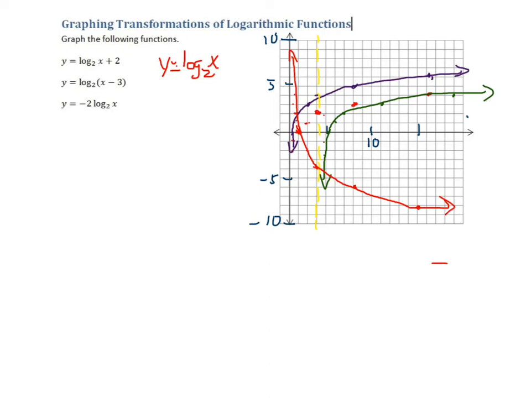Something like that. So the red curve there is our negative 2 log base 2. The green curve here was the x minus 3, which has moved right 3. And the blue curve has moved up 2 with that plus 2. And that's how we graph these logarithmic functions. So give it a try and take your time and you'll get it.